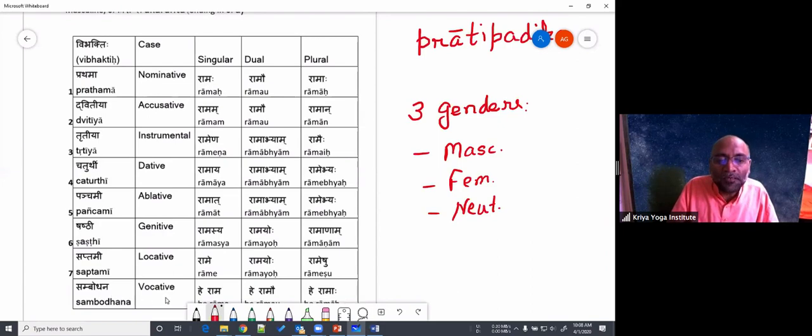And vocative is actually not considered an independent case. It is just considered a variation of the first one, but we list it separately nevertheless. So vocative becomes Rama, Rama, Rama. We'll discuss these cases in more detail, of course, and then you'll understand what they mean and how to use them.